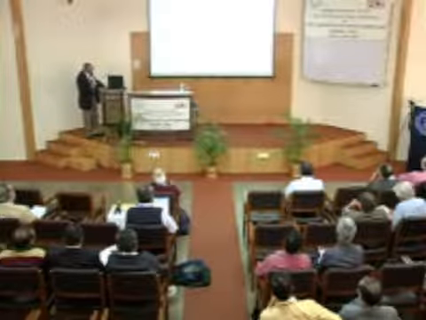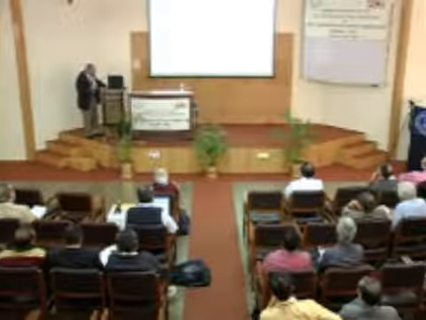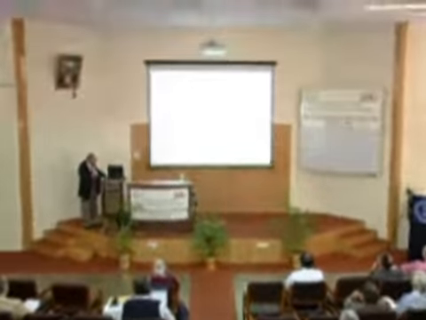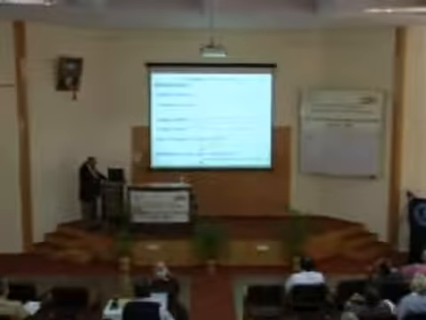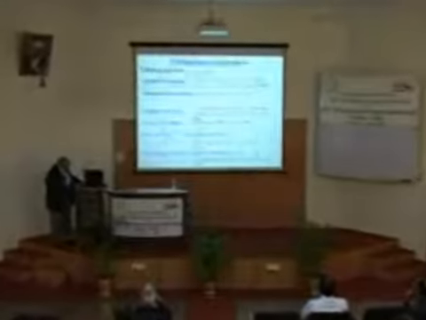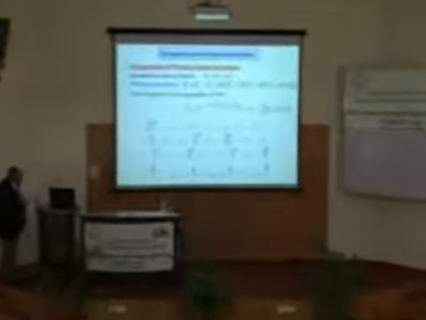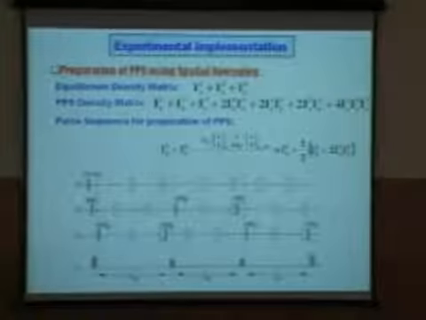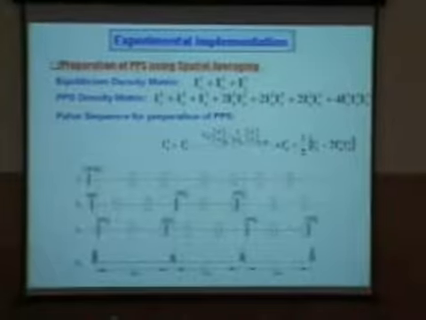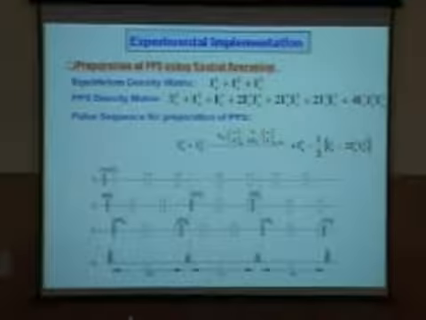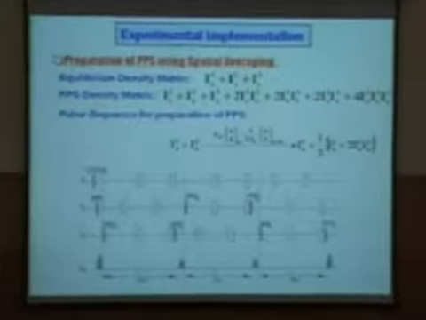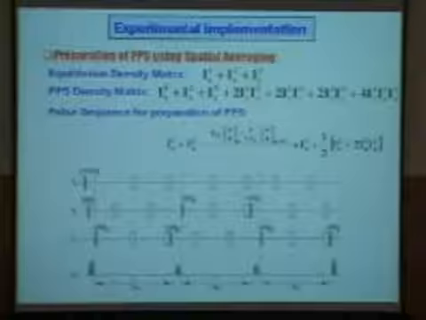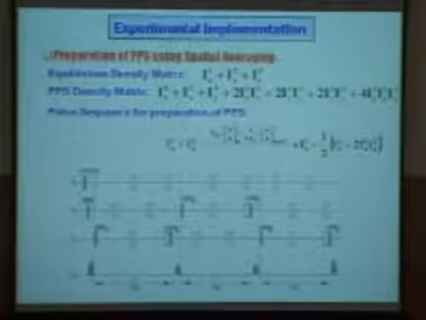In this work we will use a spatial averaging method, which was given by David Cory. For other methods we have used this. Suppose we have a three-qubit system. How do we prepare a pseudo-pure state? We start from an equilibrium density matrix, which is given by this. And this is the density matrix corresponding to a pseudo-pure state.